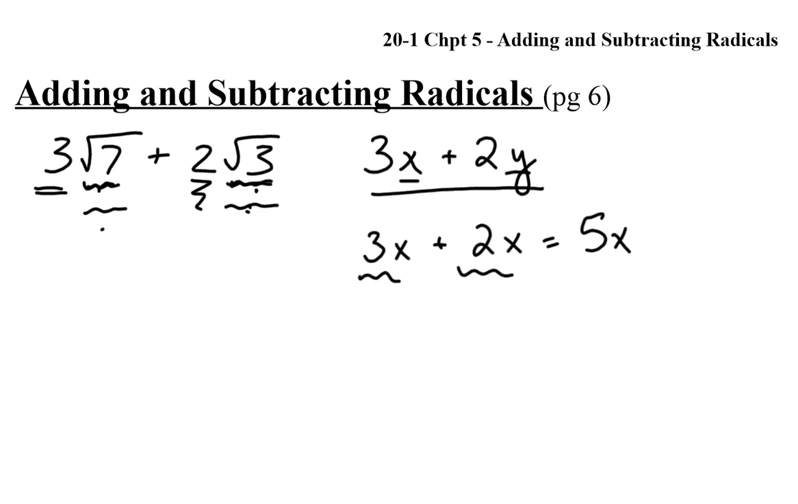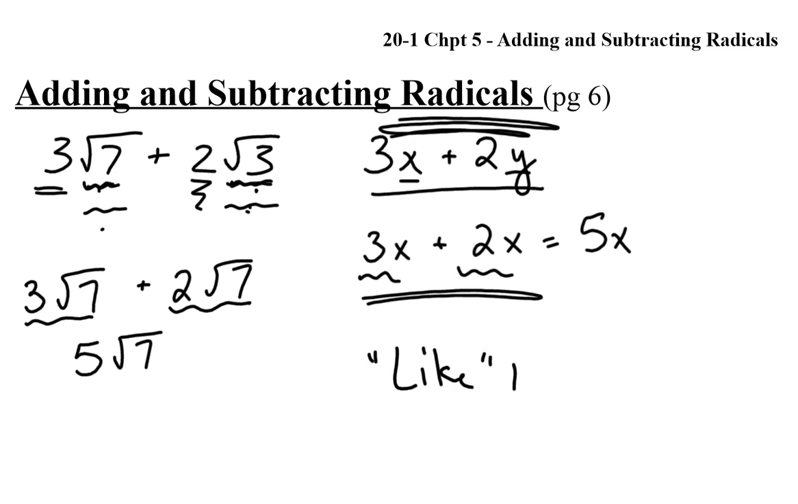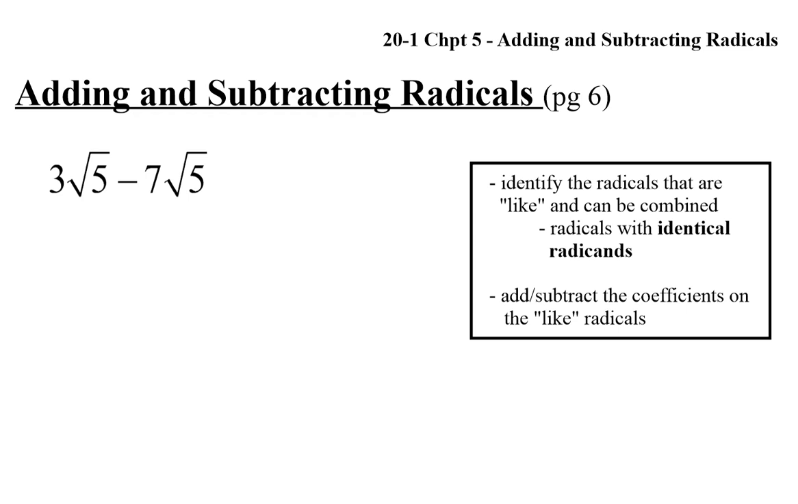So what would go together with a 3 root 7? Yeah, a 2 root 7. 3 root 7s and 2 root 7s means we have a total of 5 root 7s. So when we add and subtract radicals, it's kind of like working with polynomials in that we need like terms. And that's what adding and subtracting radicals really comes down to.